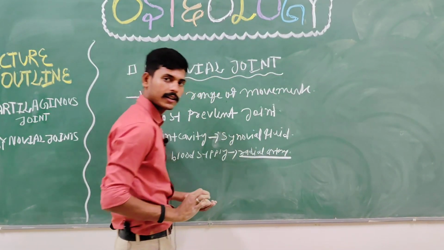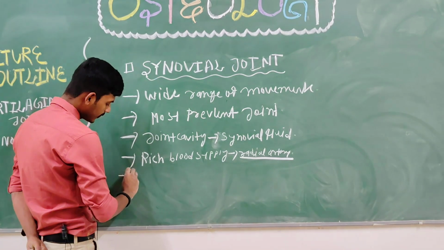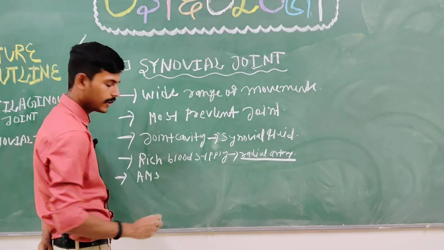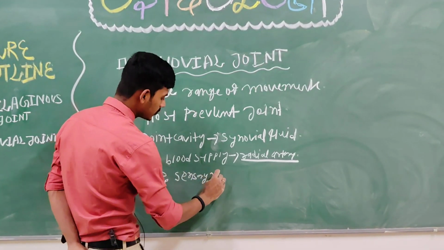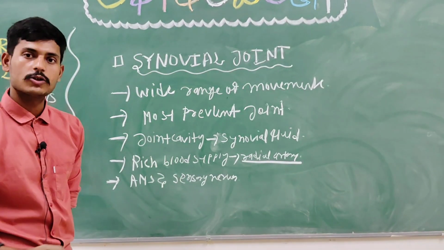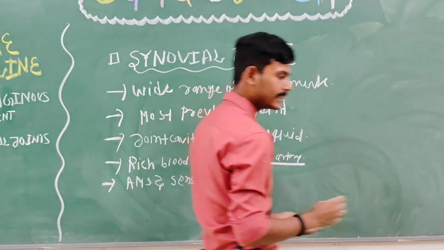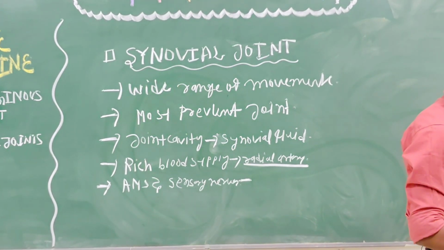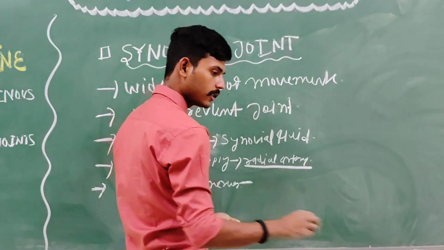Understood? Very good. Now about their innervation, they have both types of innervation. The autonomic nervous system also supplies them, and there are also sensory nerves. There is one law regarding synovial joint innervation, and that law is called Hilton's law, about the innervation. Write it down.